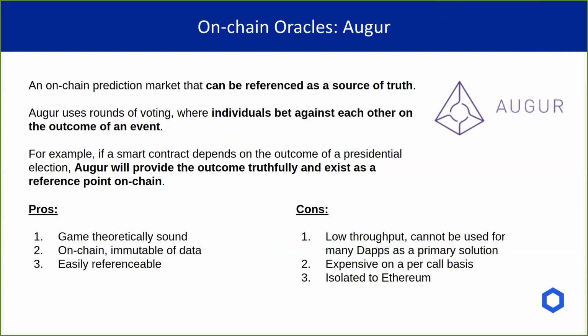Pros of using a system such as Augur is that it's game theoretically sound, it's on-chain, and there's immutable data, and it's easily referenceable. Cons being it's relatively low throughput and it can't be used for many dApps as a primary solution. It's expensive on a per call basis and it's isolated to Ethereum.